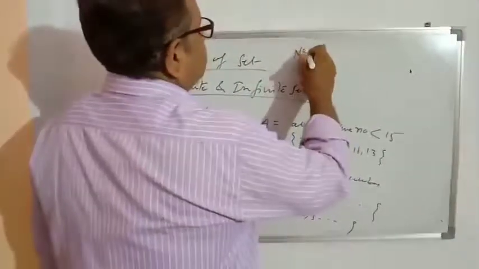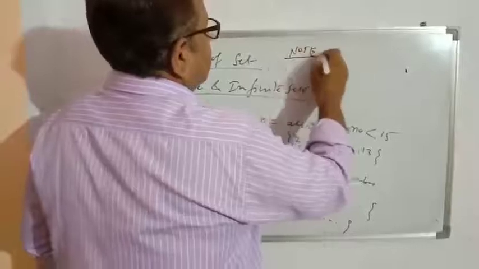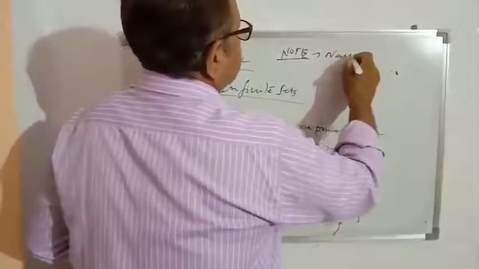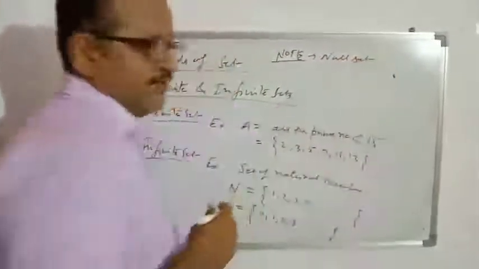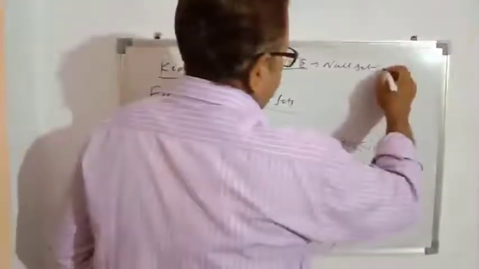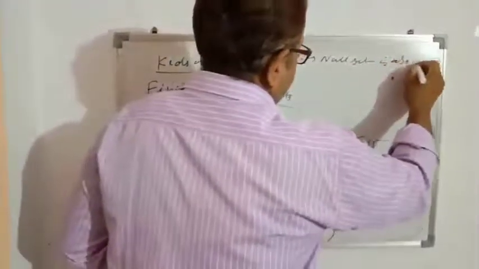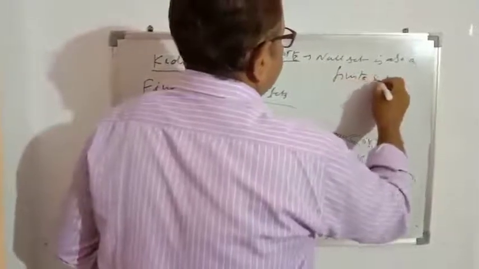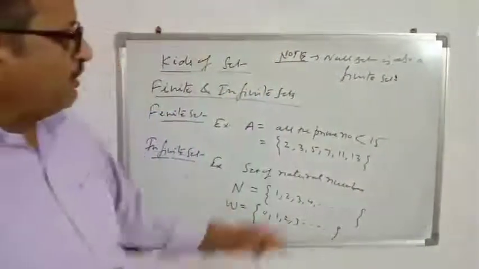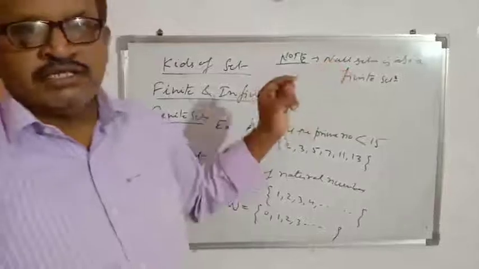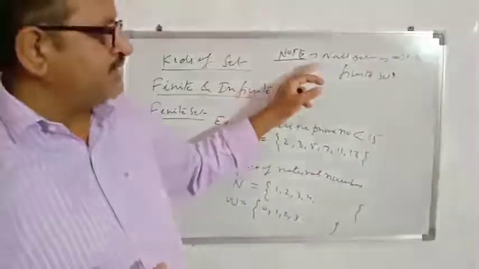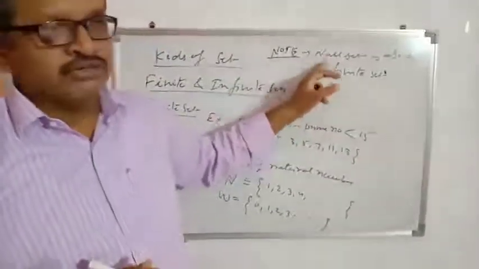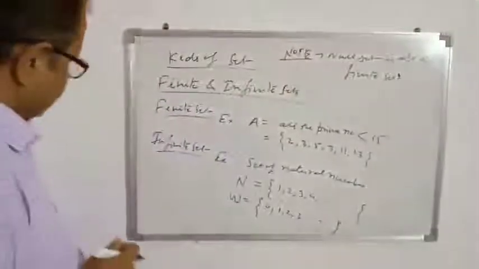You can write here null set. Null set having no element is also a finite set. So how many elements are there in the null set? 0. The number of elements in the null set is 0. It is also considered a finite set.